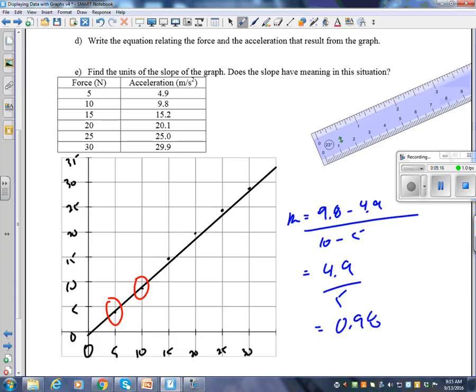Did you get about 0.98 for your slope? You should have. What would be sort of in a range of acceptable values? Yeah, probably 0.95 to maybe 1.05. If you have 1.06, I would look at it closely and say, yeah, okay, that's okay.